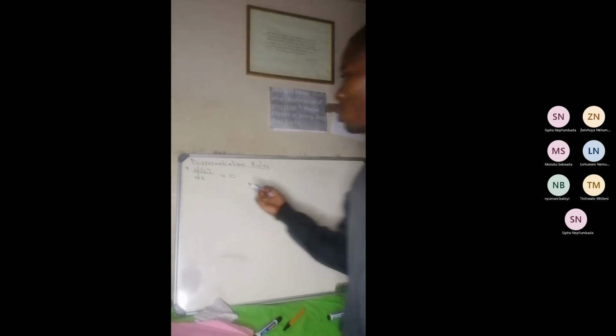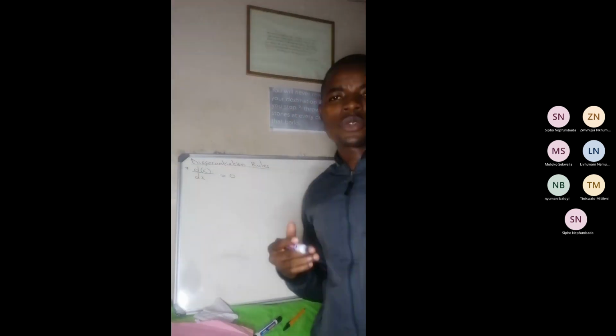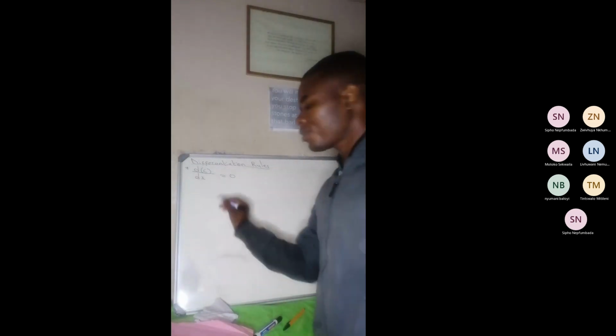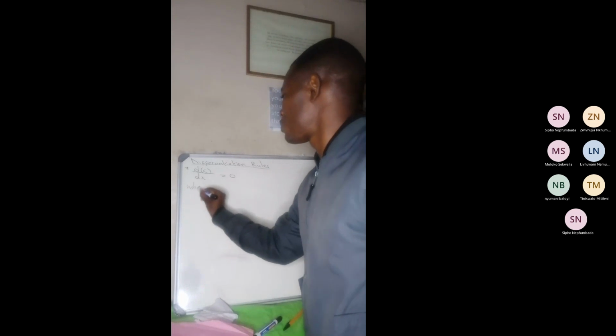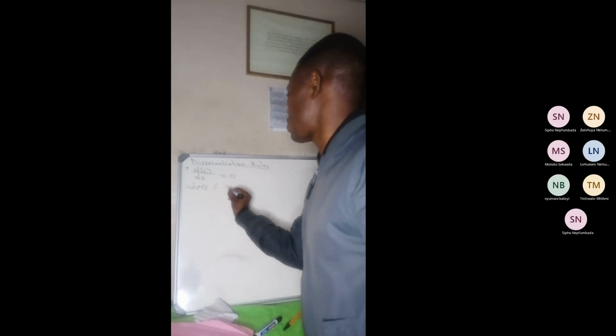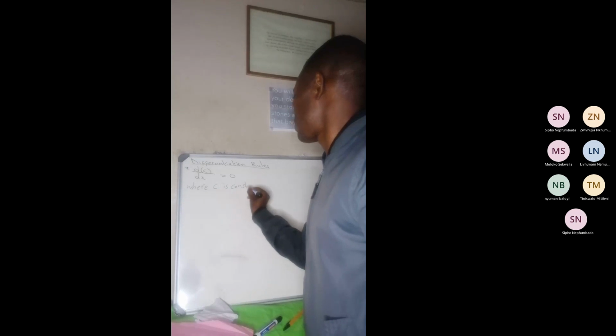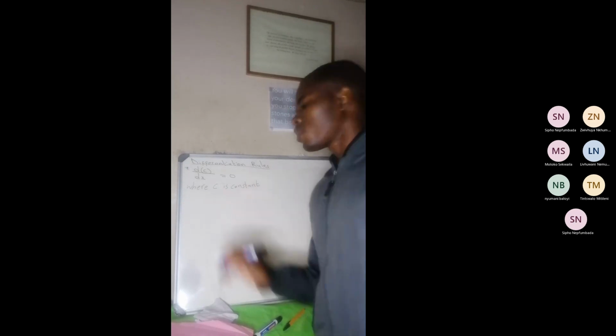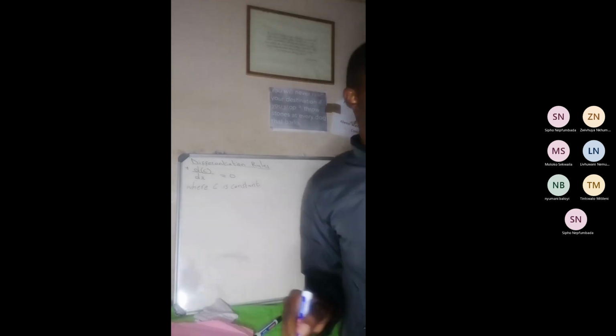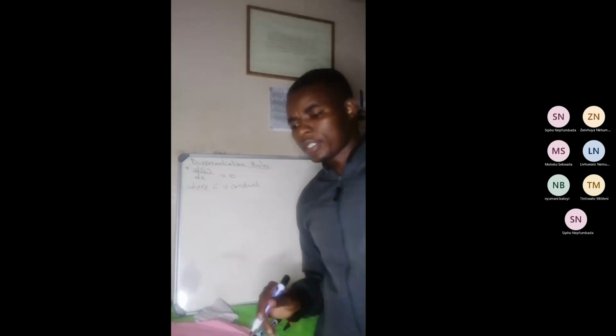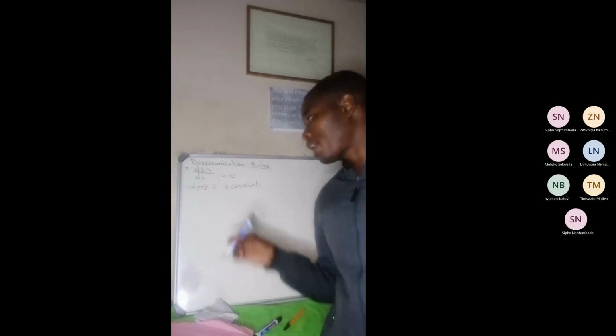Let me spell it out together. It is not just equal to 0. It's equal to 0 where c is a constant. It is equal to 0 where c is our constant.